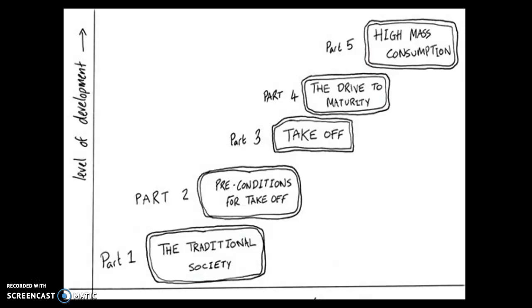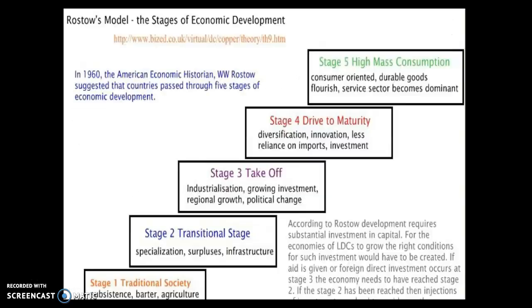And then finally, this ideal of high mass consumption. Certainly there are a lot of countries that are in this area now. If we think about South Korea, Japan, most European nations, North America, not so much South America, Australia and the countries in Oceania, they're all in this high mass consumption phase.